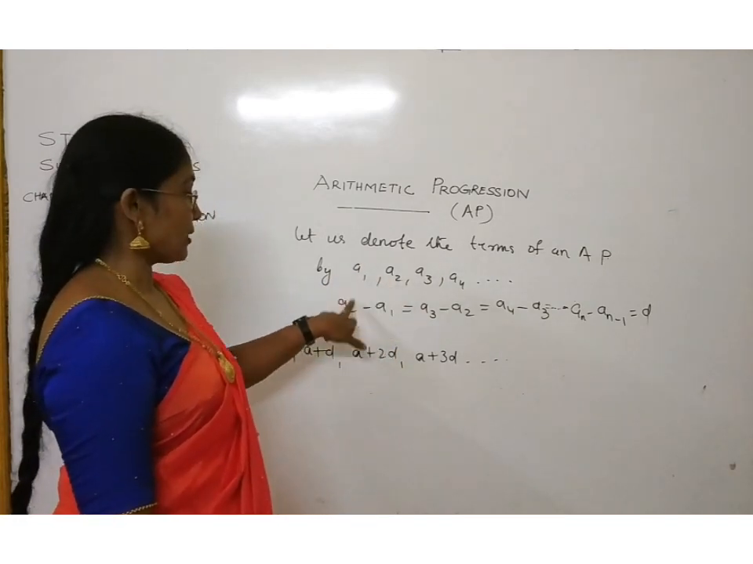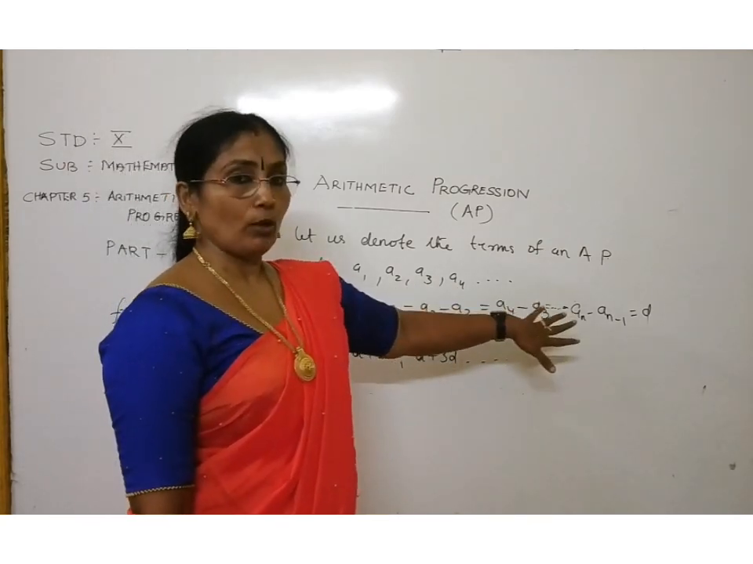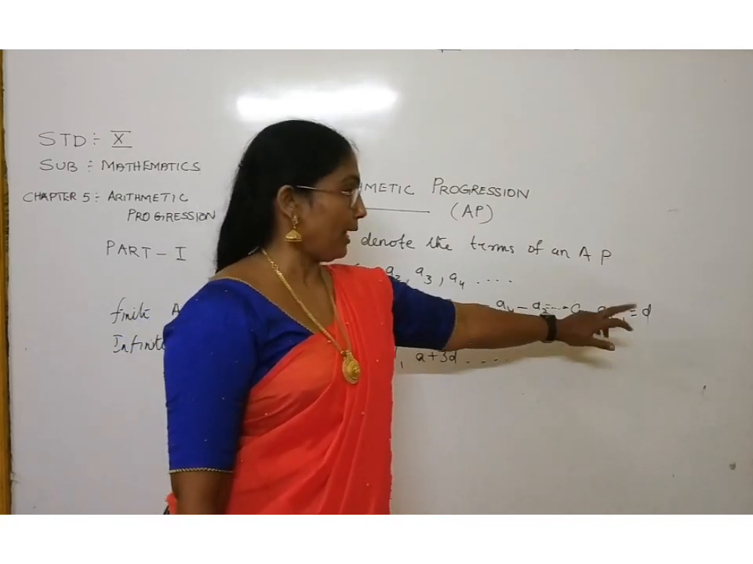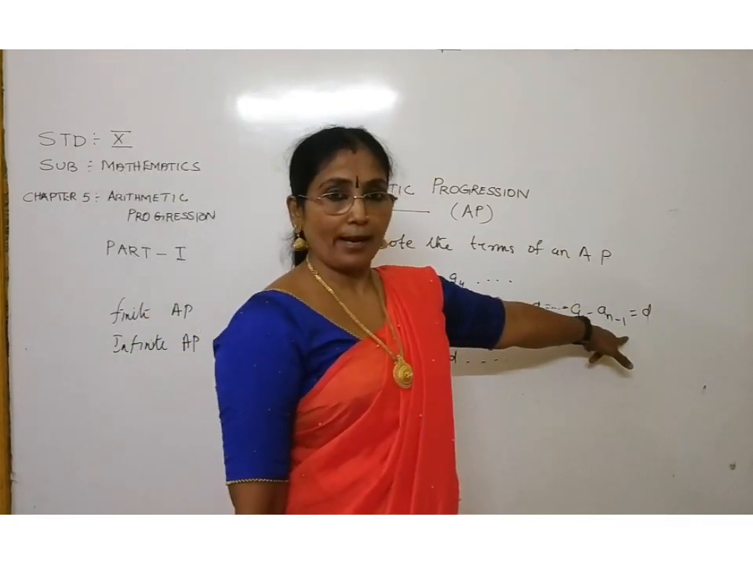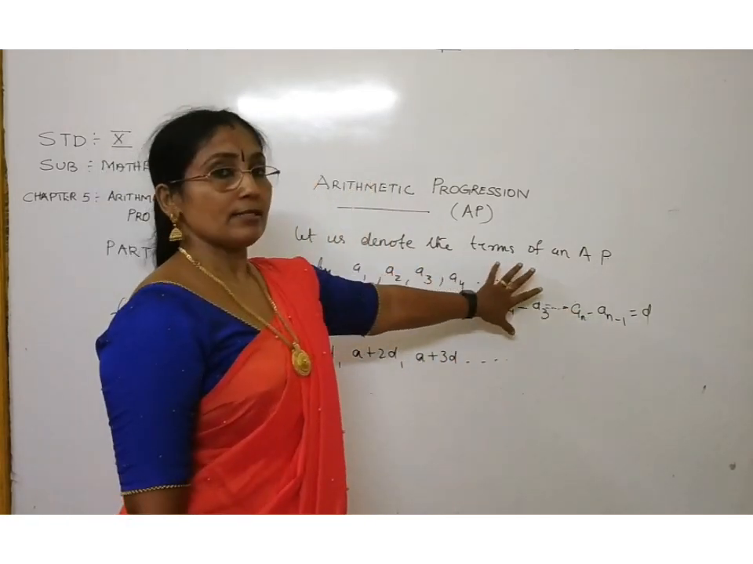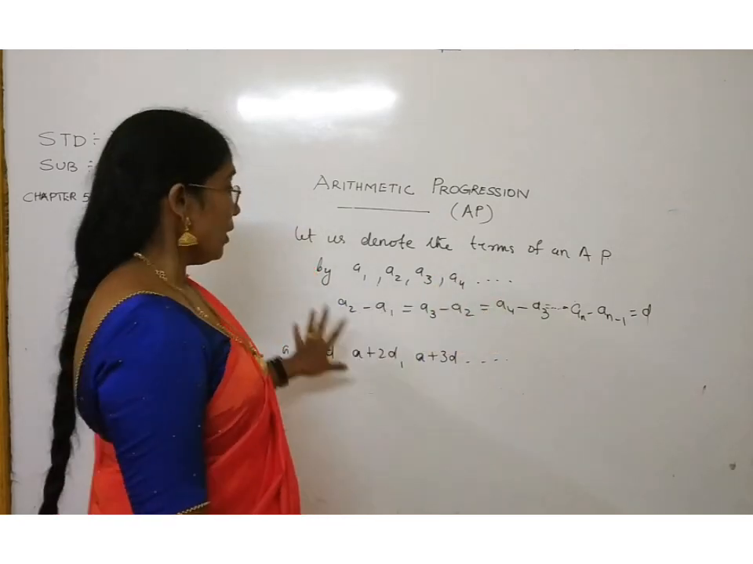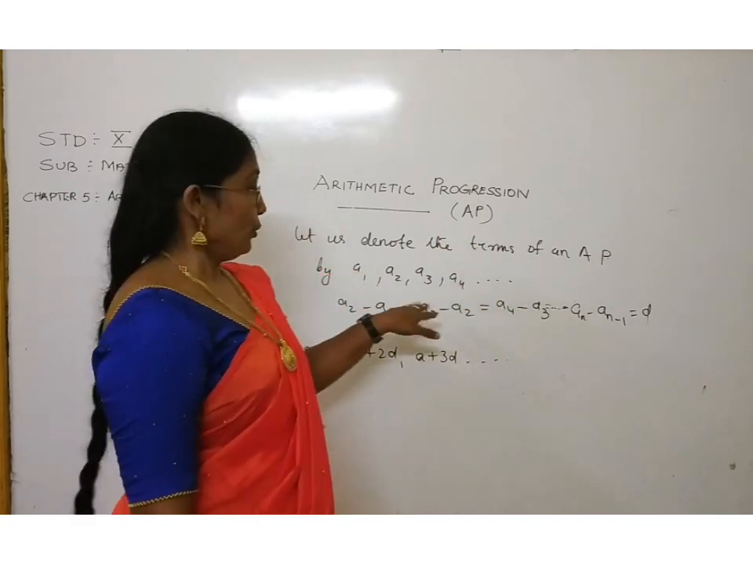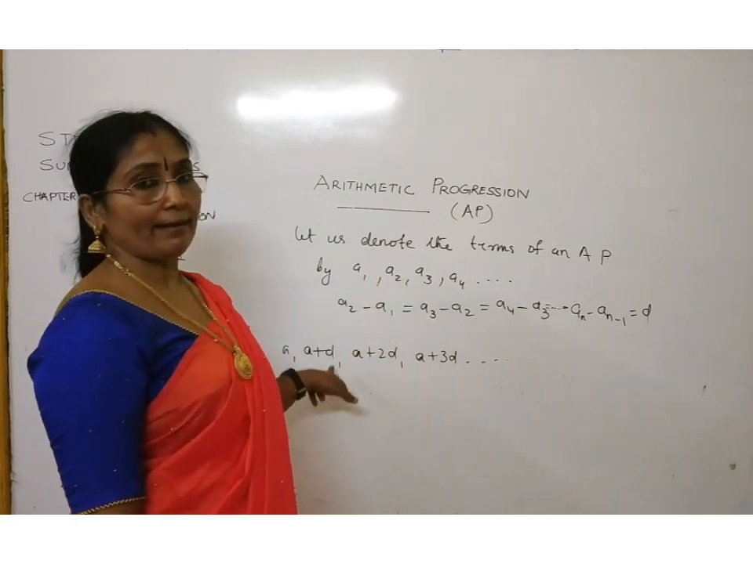That means A2 minus A1, A3 minus A2, A4 minus A3, up to the last term, AN minus AN minus 1, should all have the same common difference. Common difference I already mentioned to you. Then we can say that this pattern follows an AP. Now how can you write this AP in general form? As you noted, the first term we denote by A1, but in the general form we denote that A1 by A.